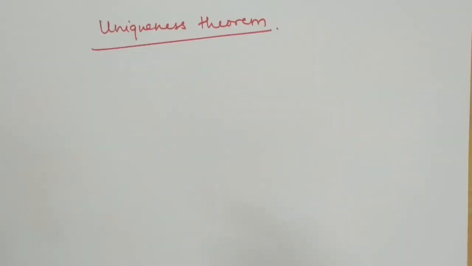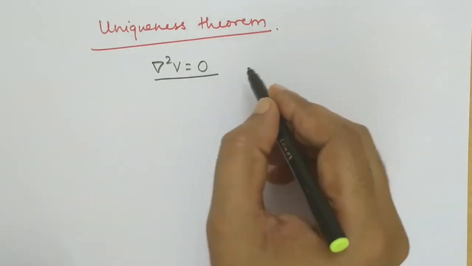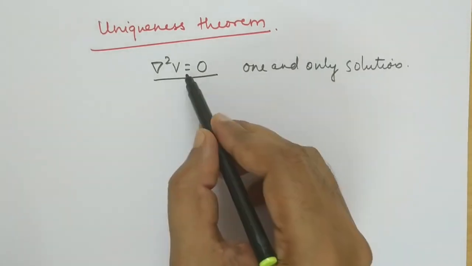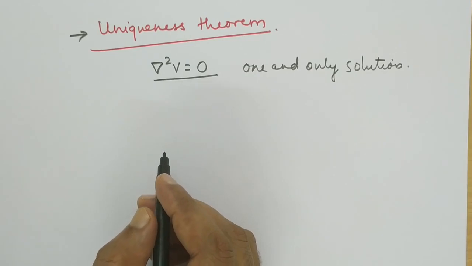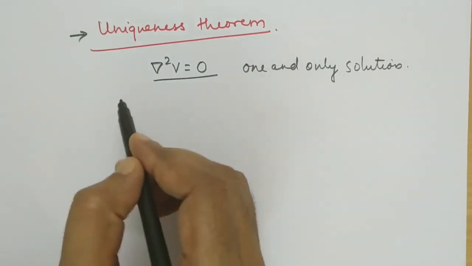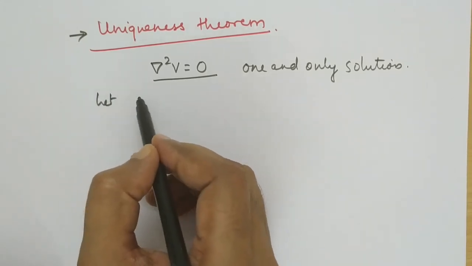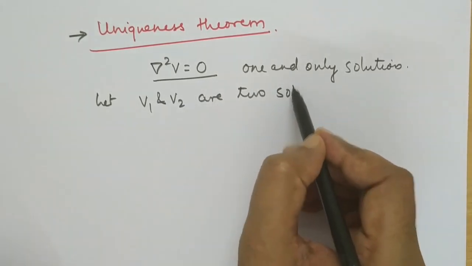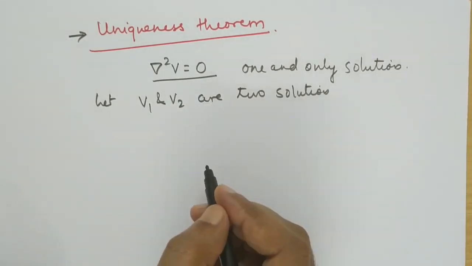So now we are going to discuss the uniqueness theorem, which says that for any given equation del 2 V equal to 0, there will be one and only one solution. That means the solution is unique. We can prove this by taking two different solutions. Let us say V1 and V2 are two solutions which satisfy del square V equal to 0.